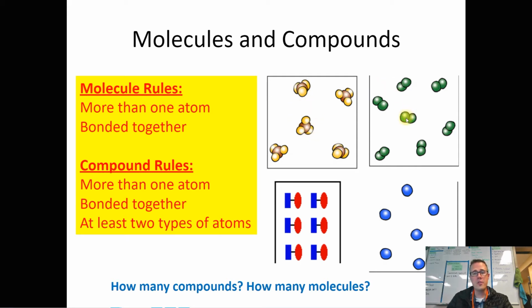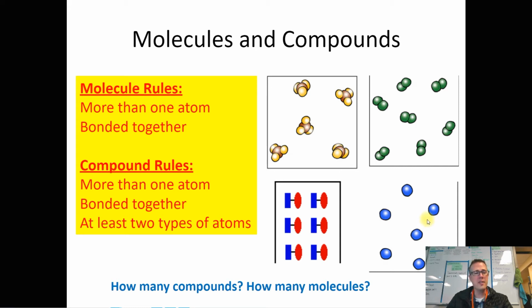The one with the green circles, though, is not a compound. It is a molecule because it's got more than one atom, they're bonded together, but it's not a compound because there's only greens, that's it. The bottom left picture is both a molecule and a compound, and the last one is neither. It does have more than one atom, but because they're not bonded together, they're just a bunch of single ones floating around, that would not be a molecule or a compound.